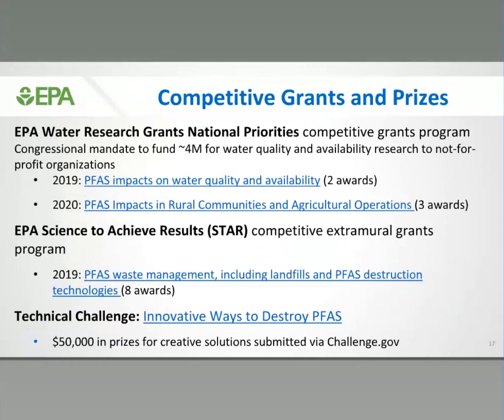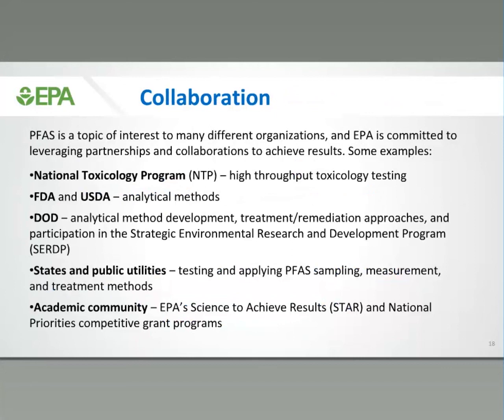This slide, number 17, talks about some of our extramural research. Mostly what I've talked about so far has been in-house work, but we also provide a lot of funding to outside partners through various competitive processes. We have a set of grants called the National Priorities Grants, 2 of which the last 2 years have focused on PFAS and water quality, water availability, and rural communities and agriculture. Recently, last year, EPA put out a STAR grant, which awarded 8 different awards for PFAS waste management, including landfills and destruction, and then the technical challenge, which I just mentioned.